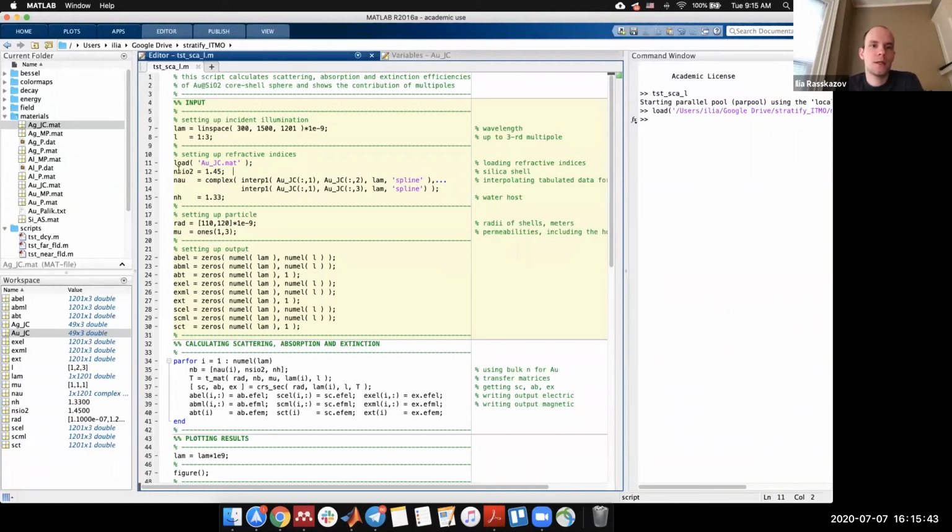So next, what I'm doing here in the script, I'm setting up the refractive index of silica. It's constant. I don't need to know the wavelength dependence of the silica. I'm just setting it up with a constant. Next, I'm doing a little bit of a trick. I'm interpolating the data from tabulated values for gold, I'm interpolating this data to my lambdas, which I have set.